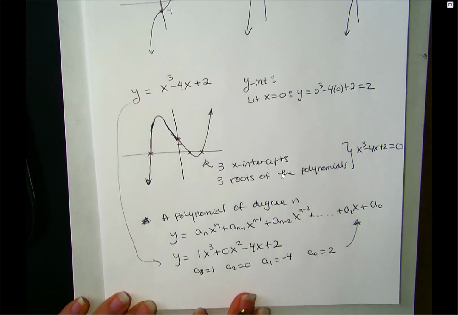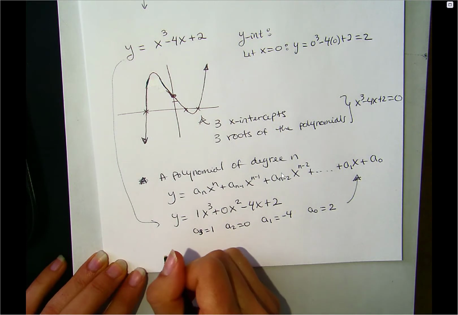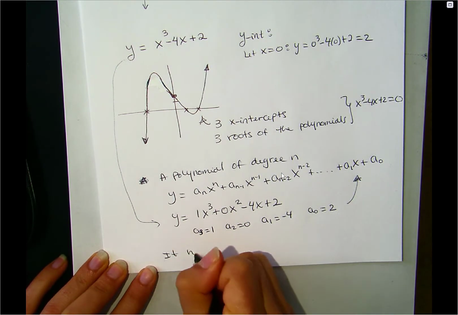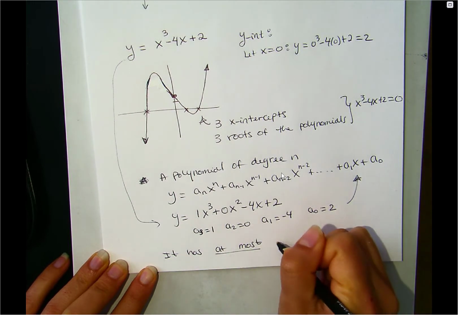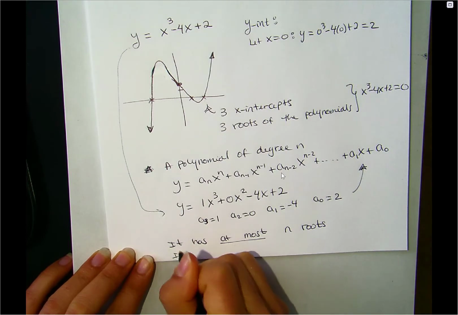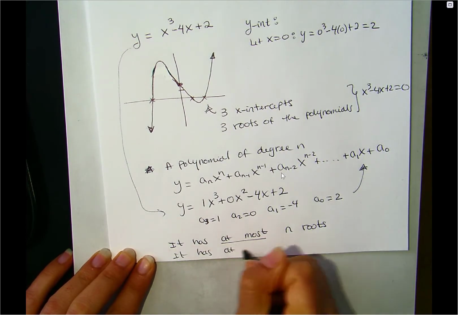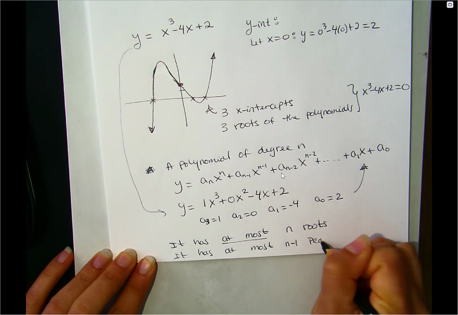So this is a polynomial of degree n. So it has at most, so the most it can have is n roots or x-intercepts, and it has at most n minus 1 peaks and valleys.